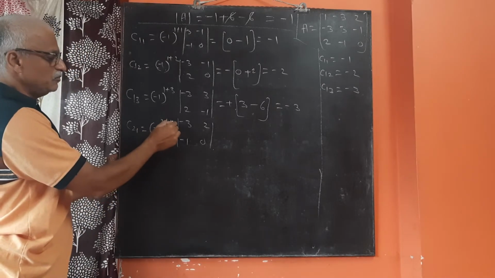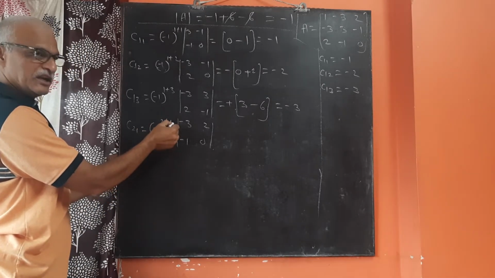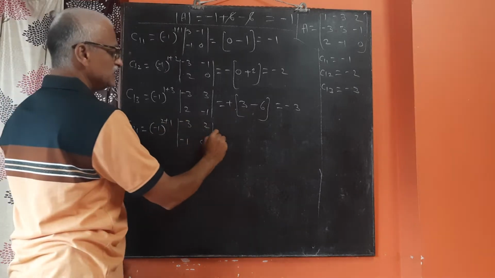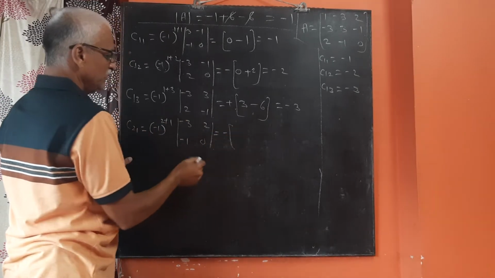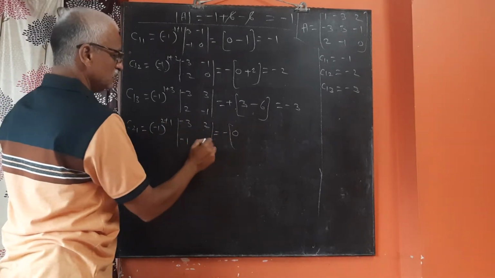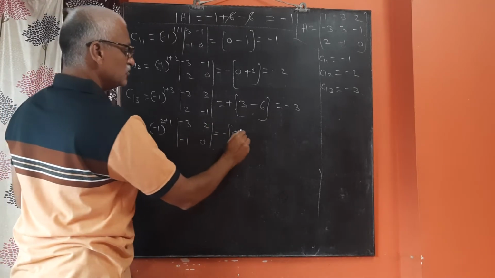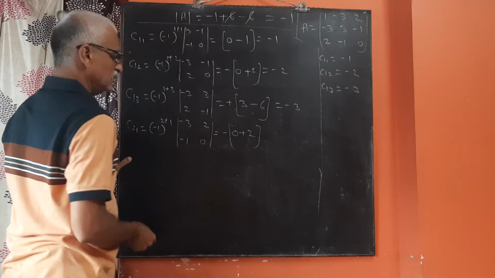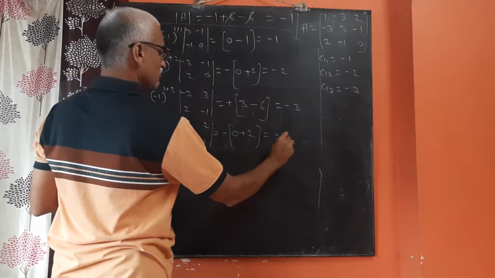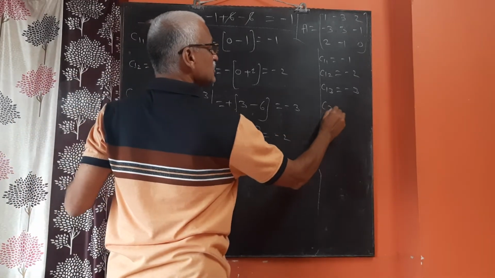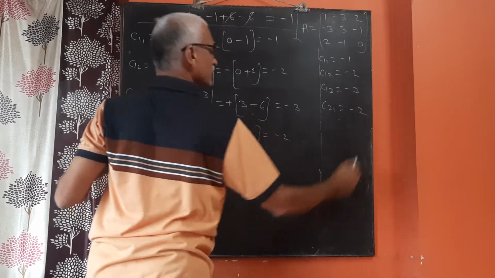Minus 1 raised to 2 plus 1. 2 plus 1 is 3. So minus 1 raised to 3, that is negative. Negative of minus 3 into 0, 0, and minus 1 into 2 minus 2, that means minus of minus plus 2. So it is equals to minus 2. So the value of C21 equals to minus 2.